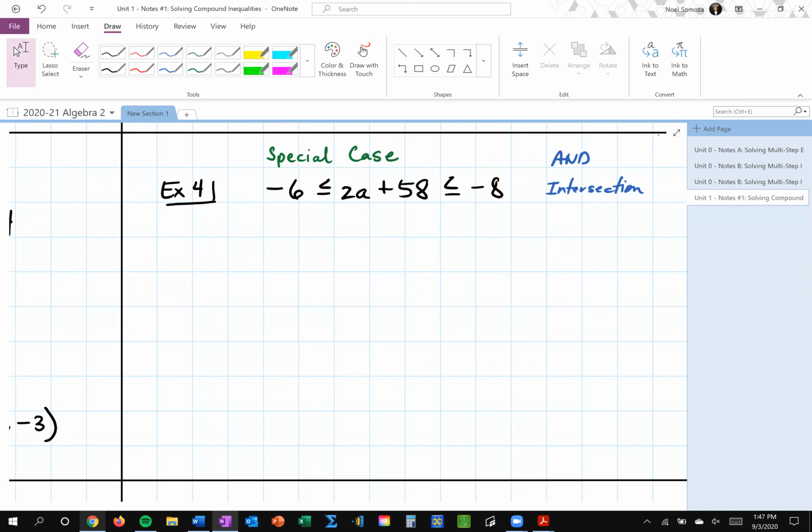Now, why is it... oh, the screen is stuck? Is my screen stuck? Hold on, give me a sec. No? Okay, hold on. Let me, just in case, start over.